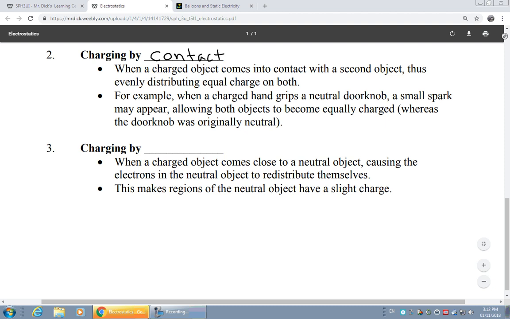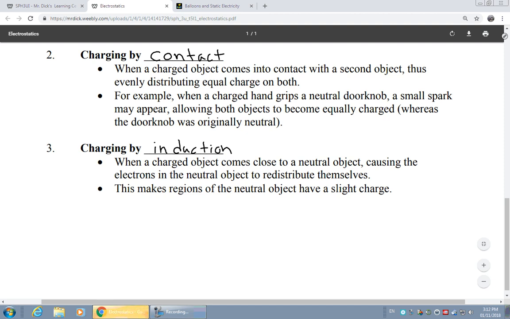A final kind that's a little bit hard sometimes to wrap our heads around is actually not caused at all by contact or friction. It doesn't even require any specific touch whatsoever. And we call this one charging by induction, and we say that charges are induced. And this happens because a charged object might come close to a neutral object, and the charges will push around the electrons inside of the neutral object.